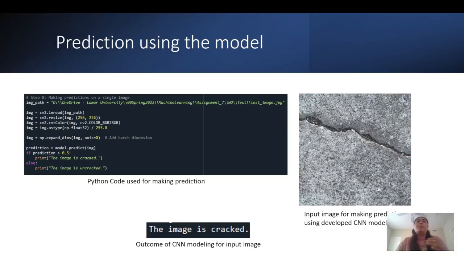I then used the same model to predict one image, whether it's cracked or uncracked. I stored the image in a different folder, and for testing purposes I just used the same model to see if it can predict this image correctly or not. The result obtained from running this code was that the image is cracked, which is true for this condition. So the outcome from my CNN model was quite impressive for me.